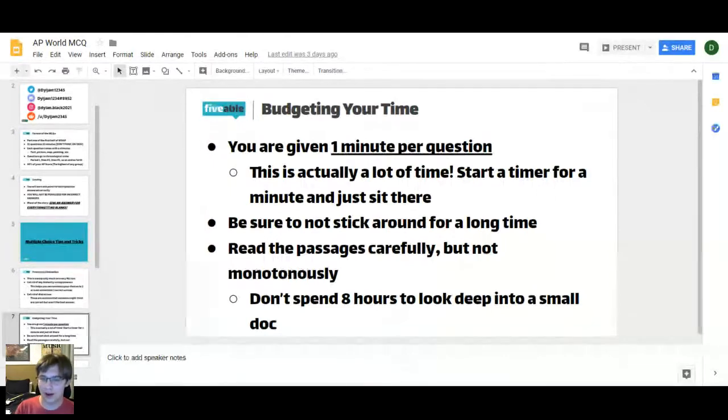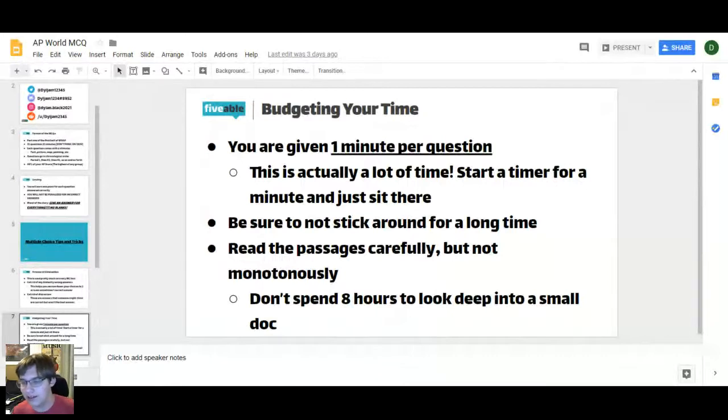Be sure not to stick around on a question for a really long time. If you need to spend a few extra seconds on a question, don't kill yourself over it. But if you're really stuck and you've been spending the last 5 minutes on it, you might want to put down your best guess, go to the next question, and maybe circle it. What I did was I would have the Scantron, and for the ones that I didn't have much confidence in, I just circled them on the Scantron, like the little number.